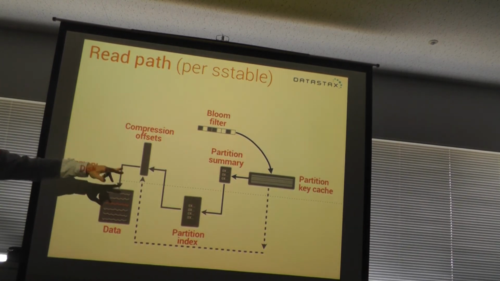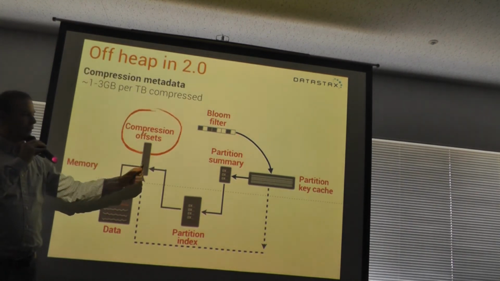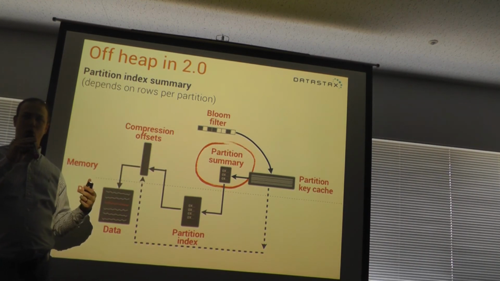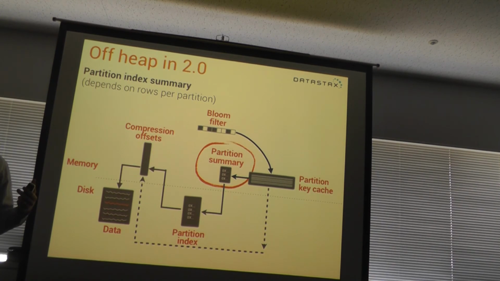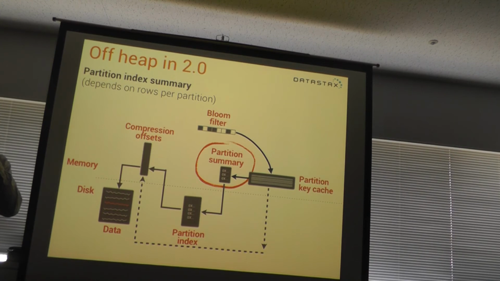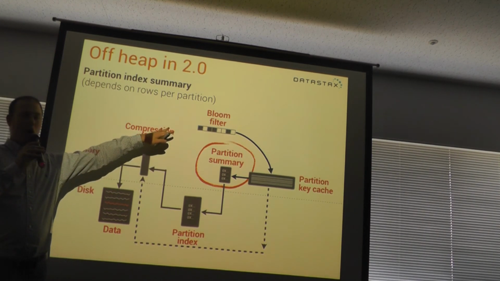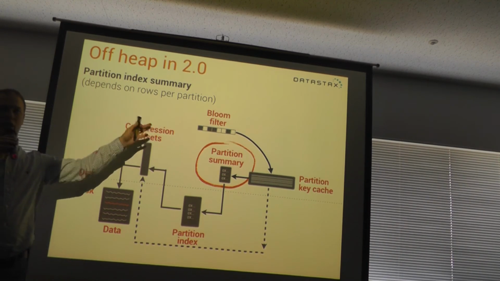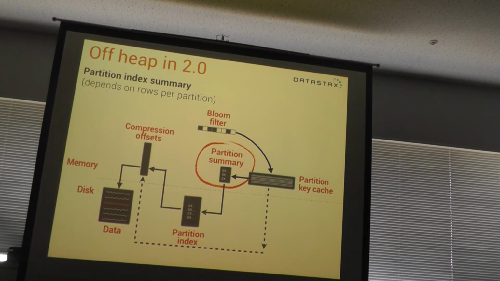Of all of these structures here, the Bloom filter, the compression offsets, and the partition summary are all kept in memory, and they all grow linearly with the amount of data that you have. This established a fairly low boundary on the amount of data that you could support per Cassandra node before Cassandra 2.0. Before Cassandra 2.0, you were looking at a maximum of about 1 terabyte of data per node. Now that we have moved these three off heap, we estimate that we can support 10 terabytes per node, because these structures are now in native memory where there are much less stringent constraints on our memory size.